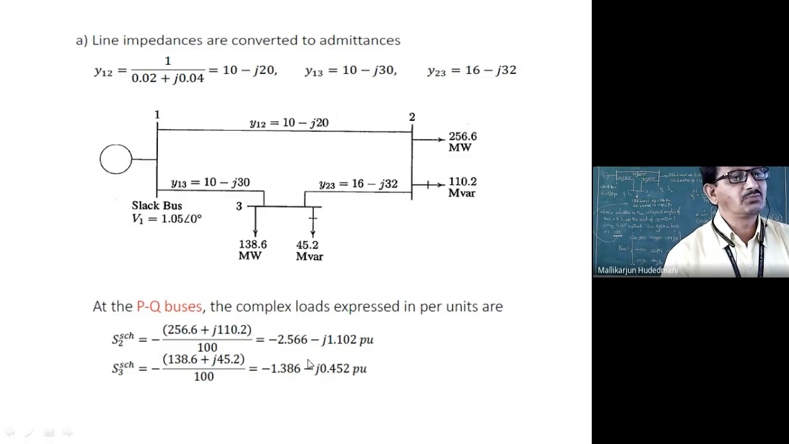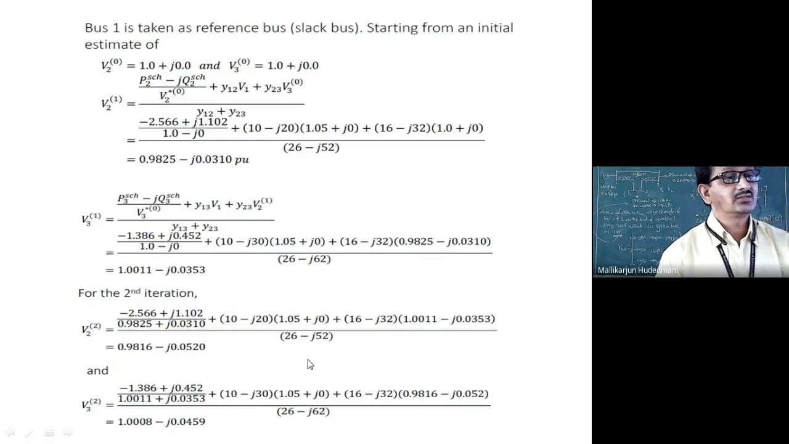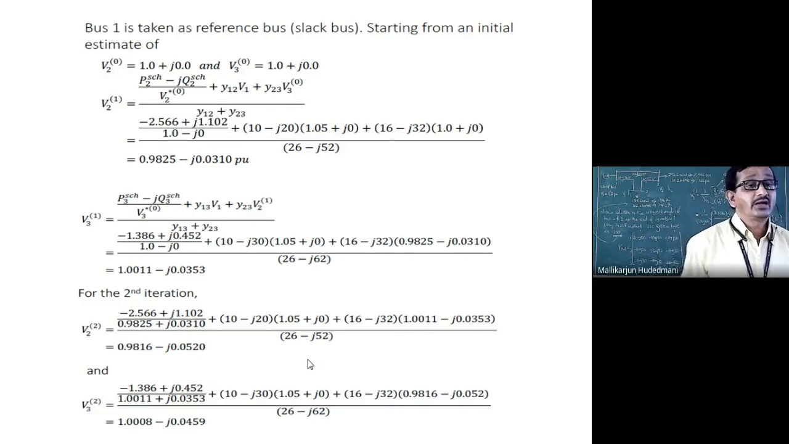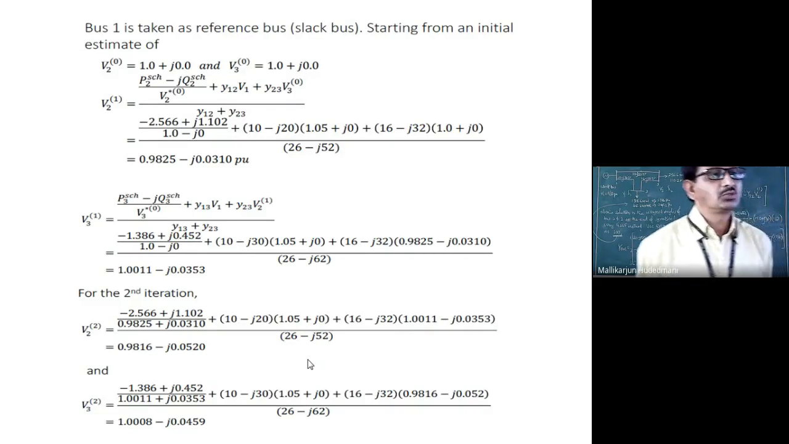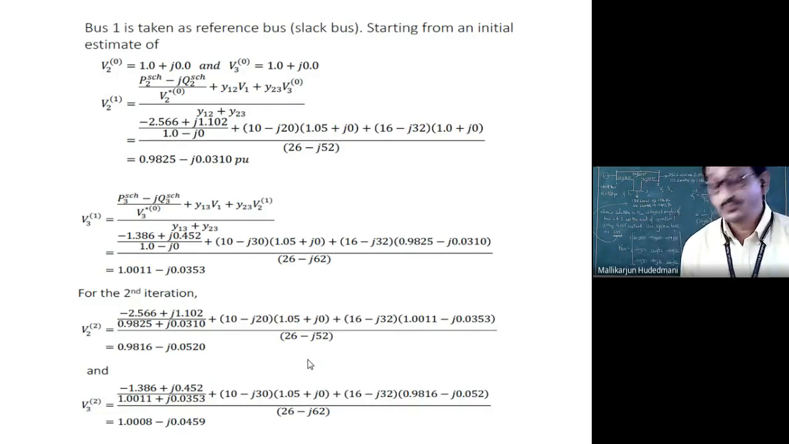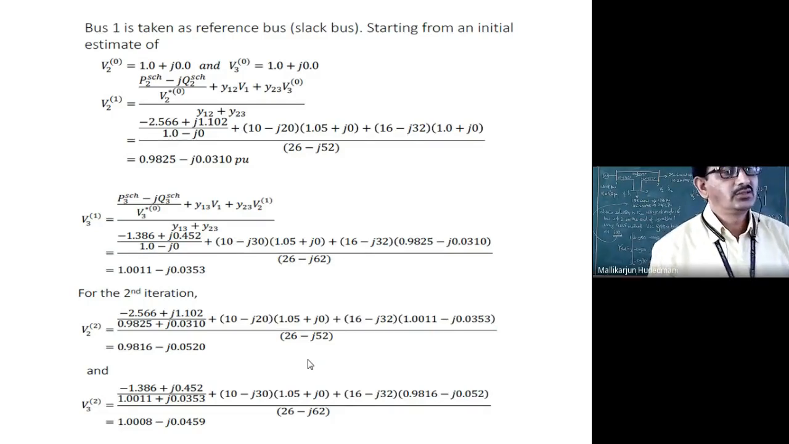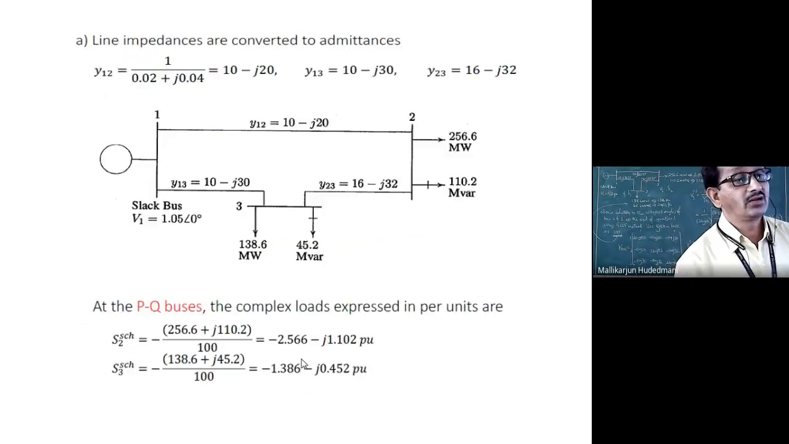When I move to the next problem, the next slide, just see here. Bus 1 is taken as the reference, which is the slack bus. What is the voltage given for that? The voltage is given as 1.05. I go back and confirm: slack bus voltage is given as 1.05. Then the other two buses, V2 and V3, I have to calculate. Delta 2 and delta 3 I have to obtain.